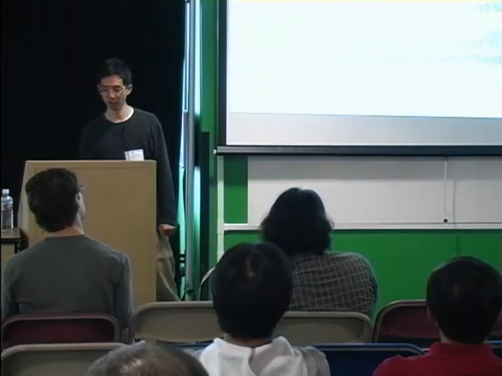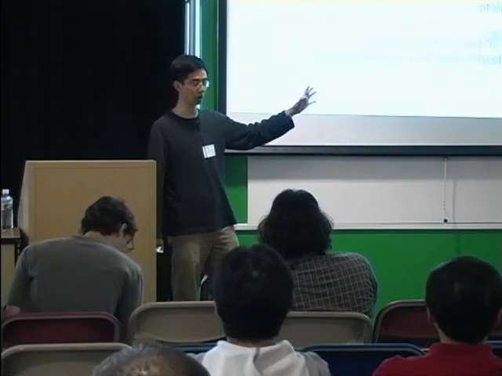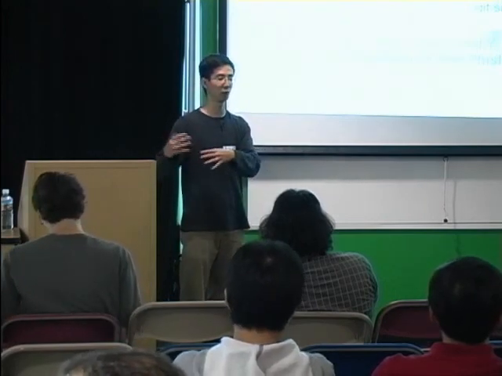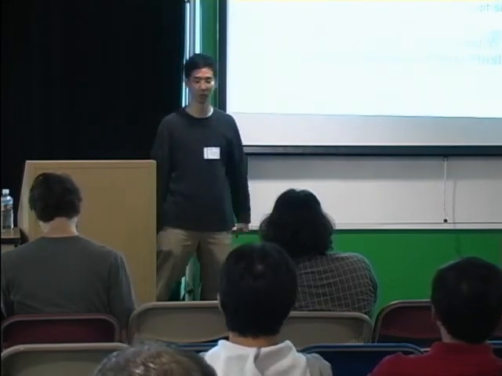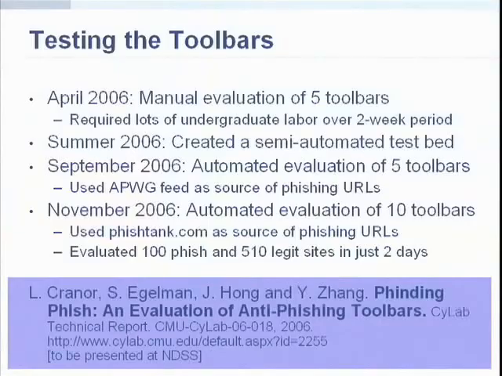And in November 2006, we did an automated evaluation of 10 different toolbars, and we used a different website. This time we used phishtank.com as a source of phishing URLs. Phishtank.com is basically trying to do the same thing as APWG, in terms of anybody on the internet can submit what they think is a phishing URL or a phishing email, and then other people can also rate whether it's actually phish or not. We evaluated 100 phishing websites and 510 legitimate sites in just 2 days. So this is much better in terms of performance and in terms of evaluation time.